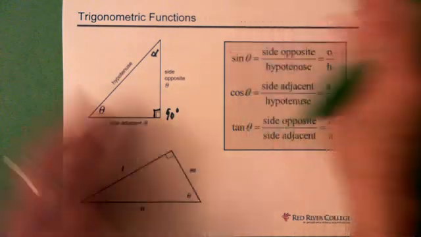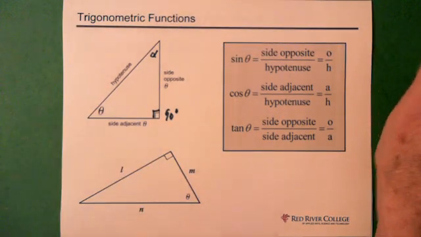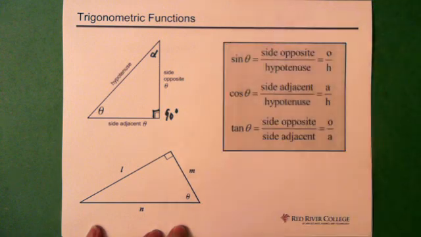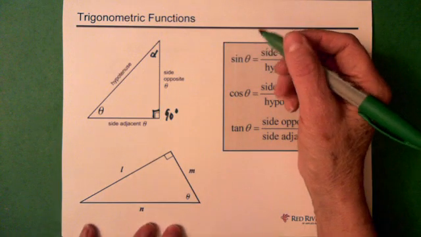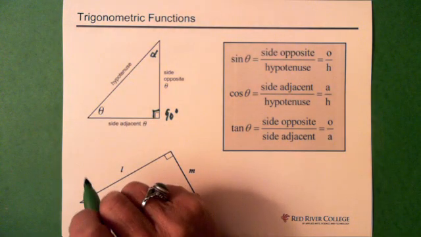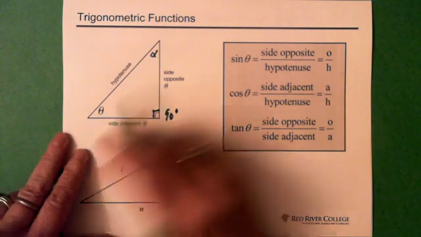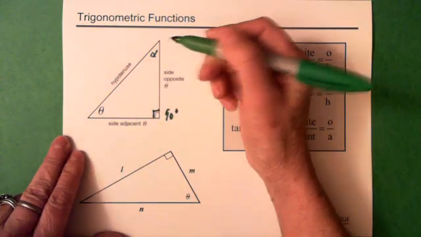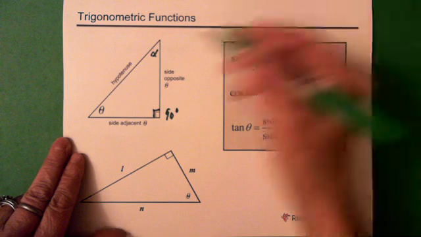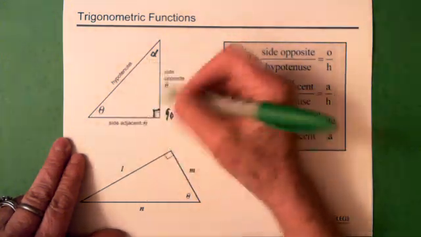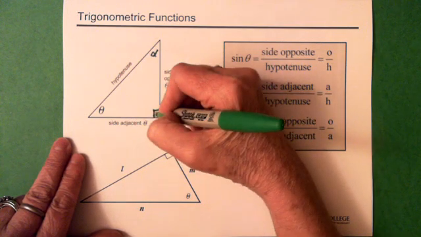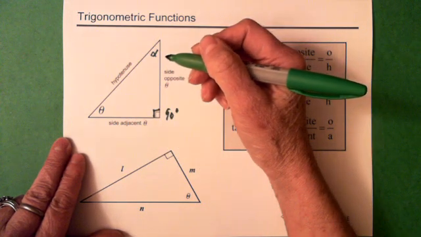One of the things that students have problems with a lot of times is where's the opposite side and where's the adjacent side. Now if we talk about this triangle, theta is our angle, and the long side in a right angle triangle is always the hypotenuse, so it's never adjacent or opposite. The hypotenuse is always the side that's across from the right angle.